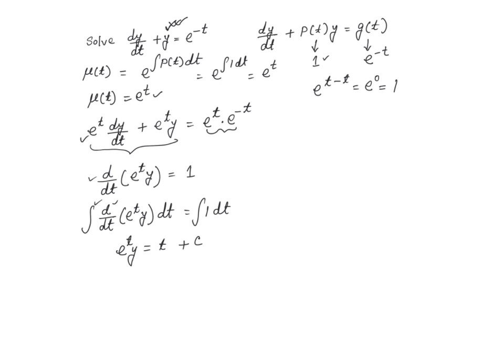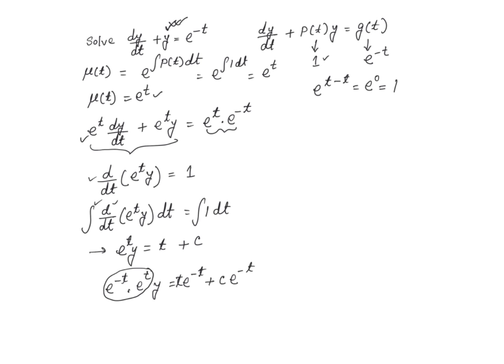Now we are going to solve for y. So to solve for y, I need to multiply both sides of this equation by e to the power negative t. So e to the power negative t times e to the power t times y is equal to e to the power negative t times t, right? There is a t here. So t times e to the power negative t plus c times e to the power negative t. Now these two together are going to give you just 1.